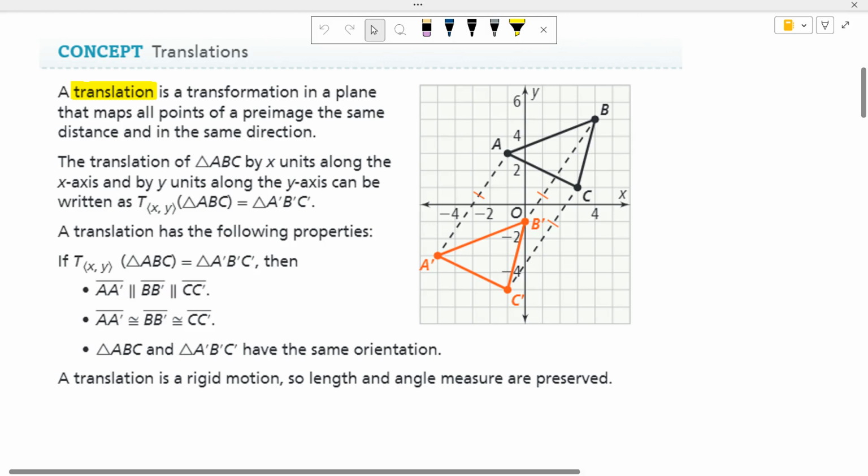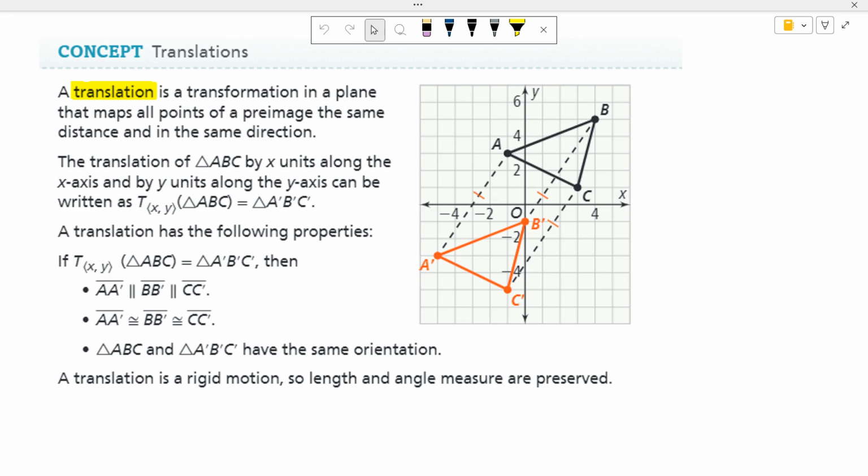Translation. In middle school, we call this a slide. So let's look at point B. Right now, point B is at (4, 5). B prime is at (0, -1). So we slid it 1, 2, 3, 4 to the left and down 6.